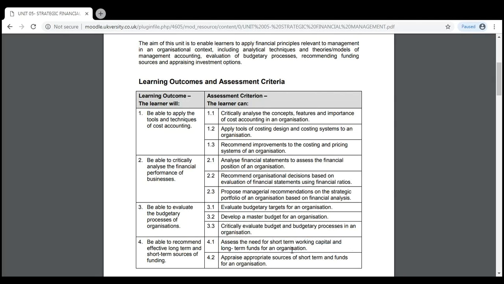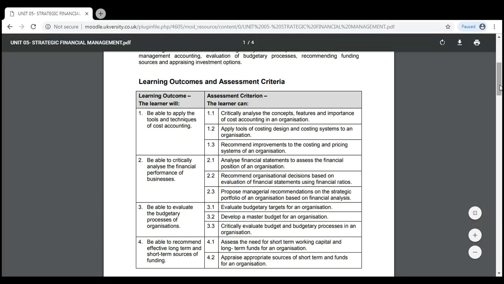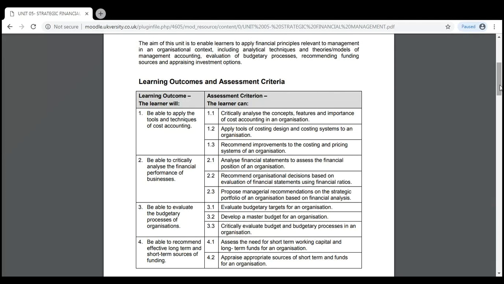We'll go through and discuss this in more detail today in the lesson. Short term means within a year and long term means more than a year. A mortgage is a long-term loan and a bank overdraft is short term. Each has its own advantages and disadvantages.